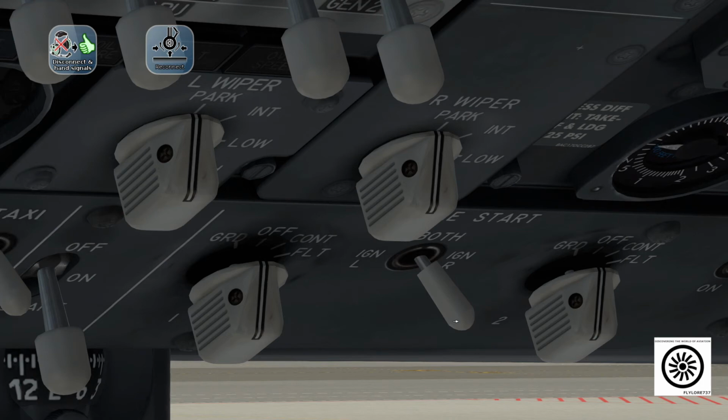This checklist is valid for those Boeing 737 NG models which have the off position in the engine start switches. The following page, which is 7.2 of the Boeing 737 NG QRH, is valid for the models that have the auto position in the engine start switches.